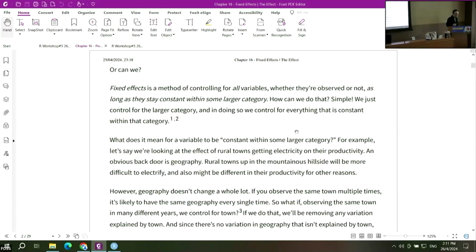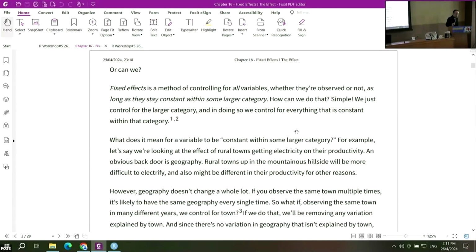What do you mean backdoor? Okay, let's hold on to that thought. Rural towns up in the mountainous hillsides will be more difficult to electrify, and also might be different in productivity for other reasons. So that's kind of like, I want to say, the setup or the circumstance that we're in.